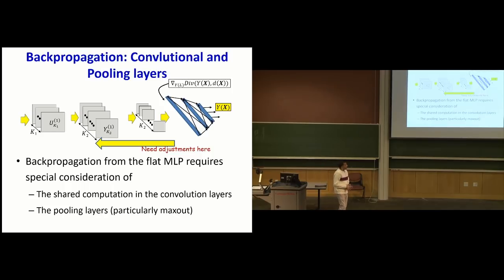Firstly, in the case of the convolution layers, there's a lot of shared computation. A single value can affect multiple outputs, and a single output could have been affected by multiple inputs. So this must be taken into consideration when you compute the derivative. When you're performing the pooling, you have a different problem. You have a collection of inputs, and particularly when you're performing max pooling, only one of them affected the output, and this must be considered.